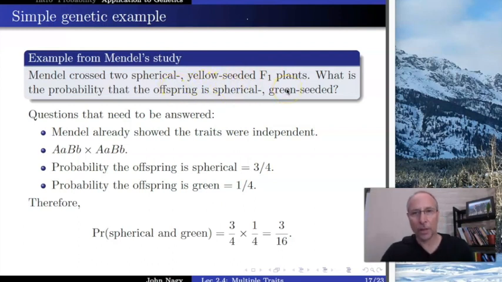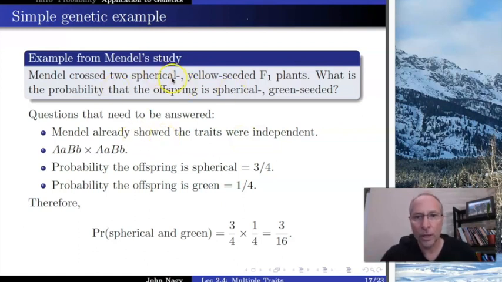Well, first of all, let's ask this. Are these traits independent? And the answer is yes, they are, because remember, that's what the whole last lecture was about. Mendel showed that these two traits were in fact independent based on that 3-to-1 squared ratio that he got. So we know that they're independent, which means we can use that definition of independent probabilities to do this multiplication, what your book calls the multiplication rule.